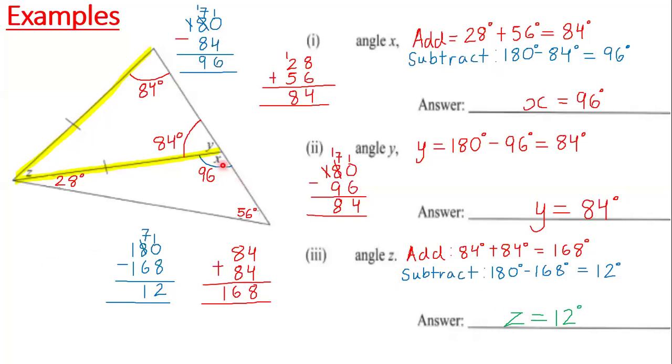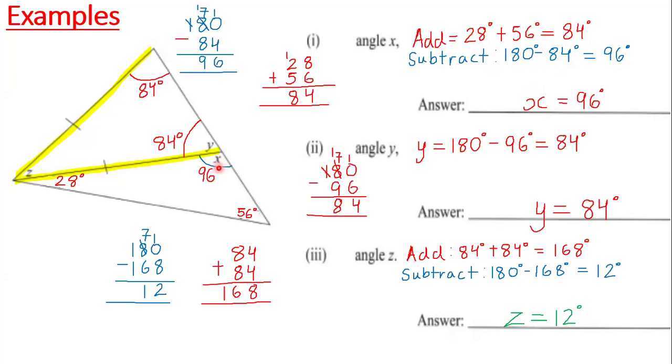Quick recap. The way we got X is because angles in a triangle add up to 180 degrees. We know that X is inside of this triangle, so X, along with these two angles, must add up to 180 degrees. So we add 28 and 56 to get 84. Then we subtract 180 minus 84 to give us 96, because angles in a triangle add up to 180 degrees. So X is equal to 96.